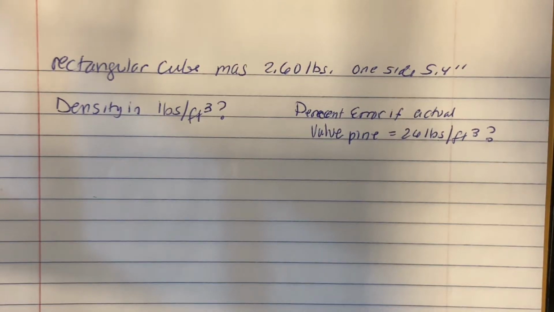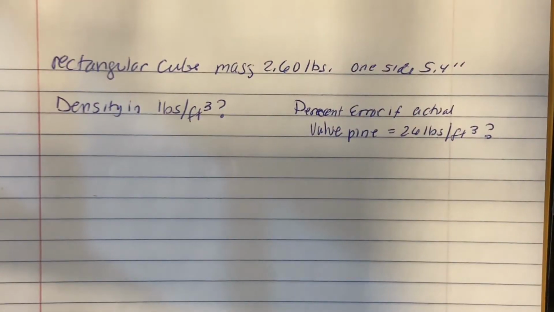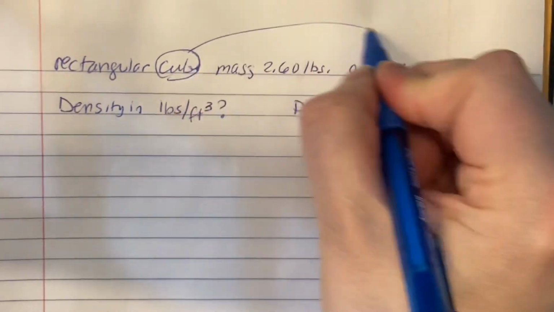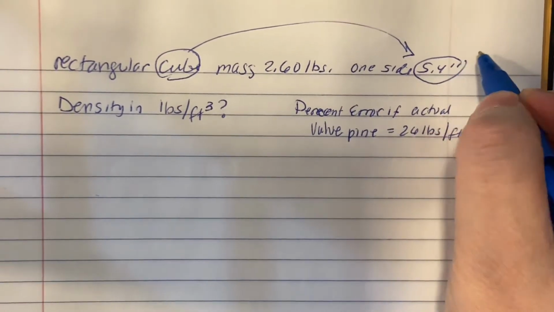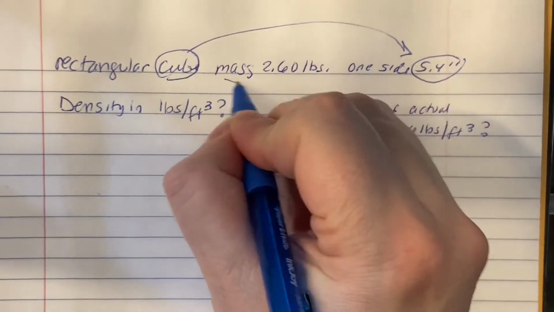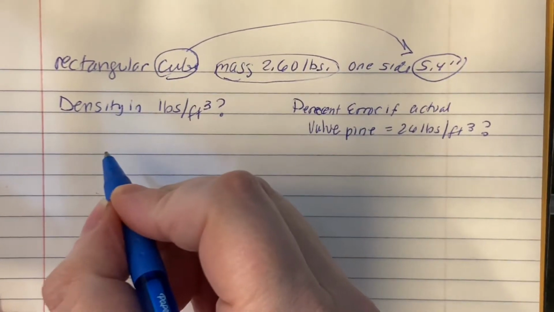All right, so this density problem is a little bit more involved. We have a rectangular cube with mass of 2.60 pounds, with one side of the cube being 5.4 inches. Two lines is inches, and then one single quote would be feet. So we have a mass, and they want us to come up with a density.